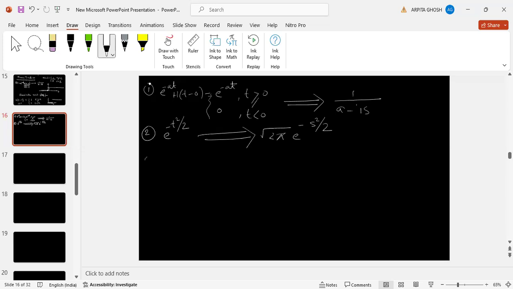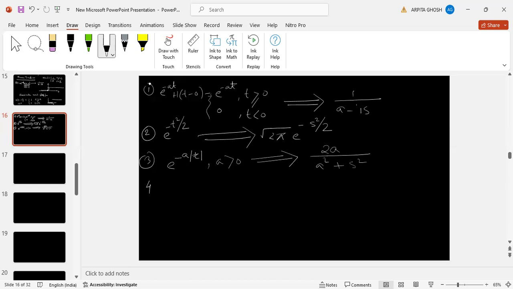Now the third function is e to the power minus a mod t, where a is greater than 0. A is a positive constant. Its Fourier transform is given by twice a divided by a square plus s square.